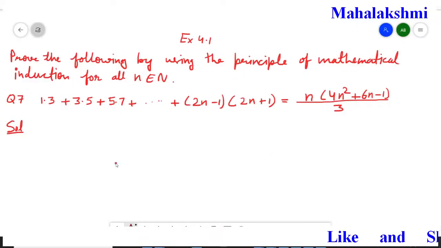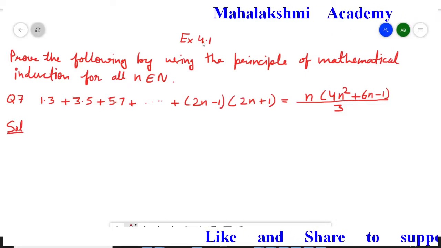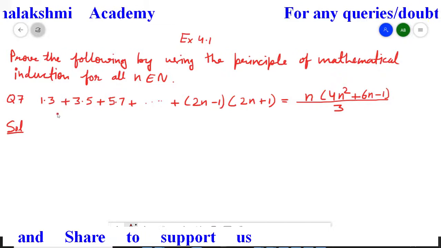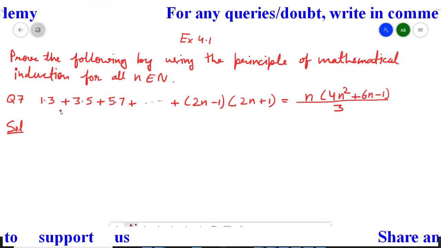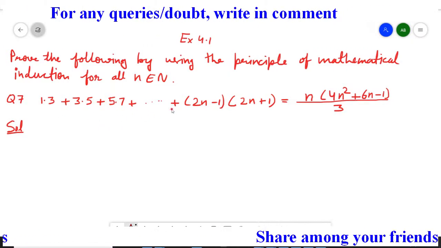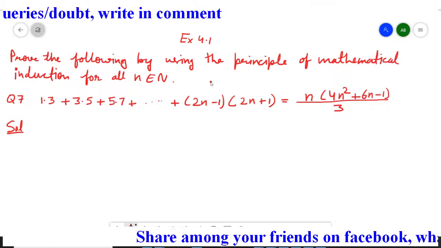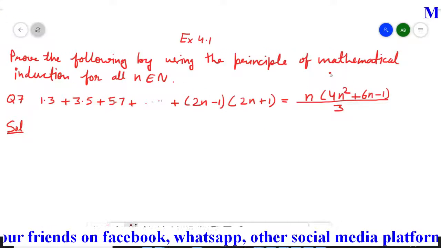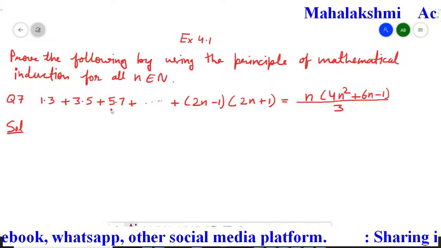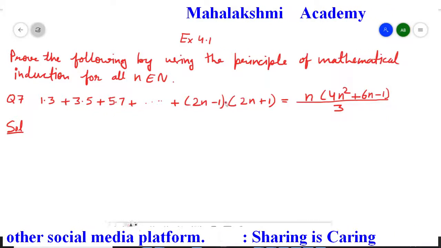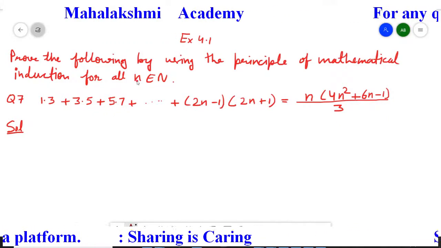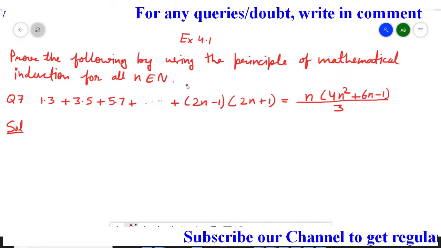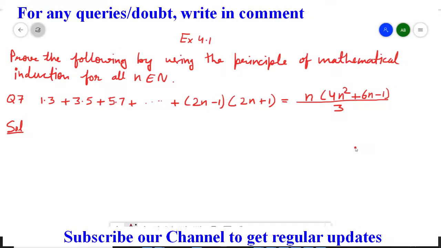Everyone, I am going to explain question number 7 from exercise 4.1, and this question belongs to 11th class maths. Here we have a mathematical statement, and we have to prove it by using the principle of mathematical induction. So in the principle of mathematical induction, to prove a given statement is true for all natural numbers, there are some steps. So I am going to explain the steps first.